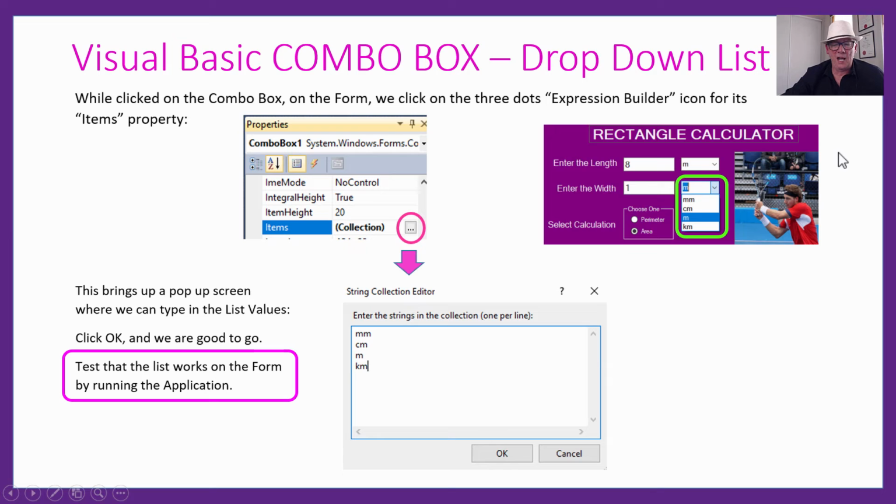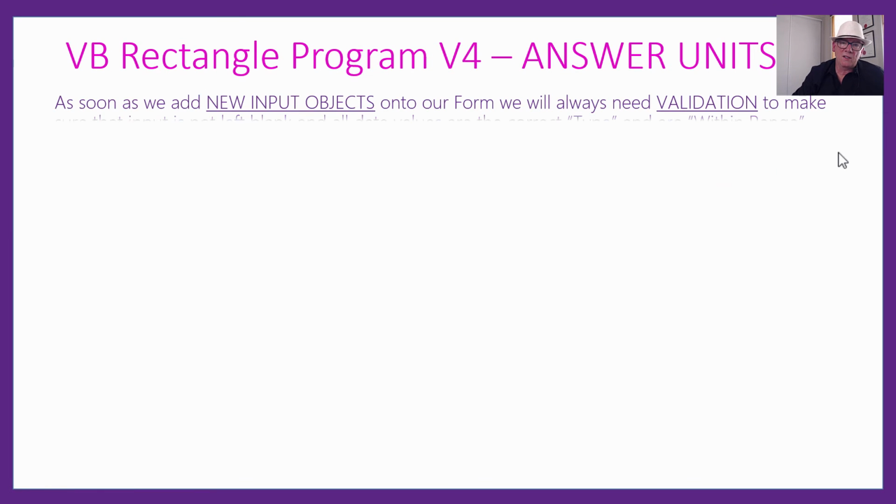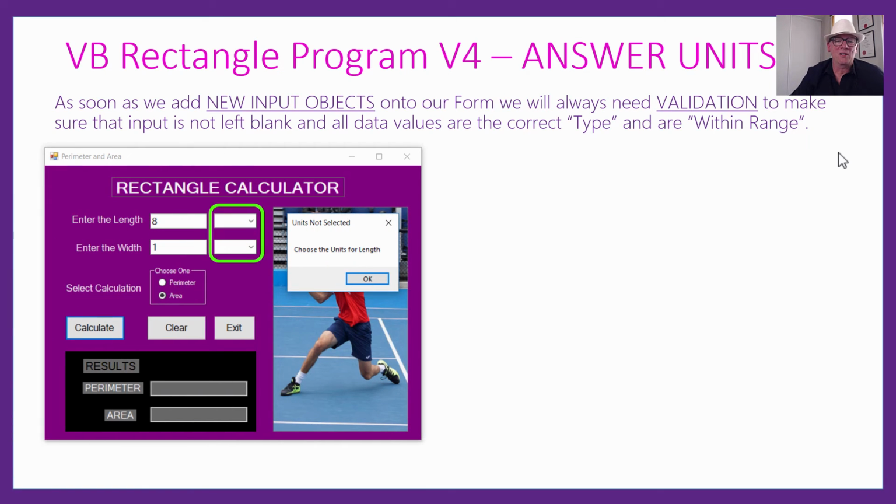Now, as soon as you add on new objects onto your form where people can put in input data, or in this case just picking and clicking, you're going to need some more validation. All right, so we know you guys are getting to love validation and you want to do some more, so we're going to do some more on those combo box list boxes.